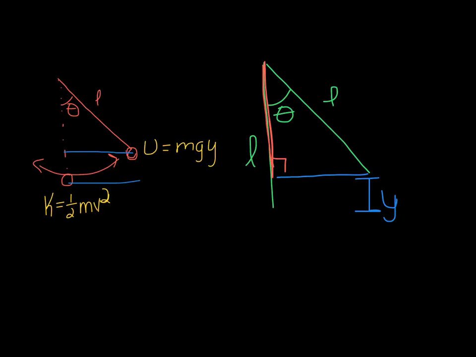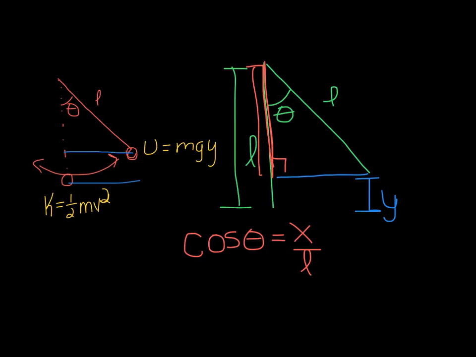I could do that by connecting it with the cosine. I could say the cosine of that angle is going to be some height I don't know, I'm just going to call it x for now, over L. So I'm calling the green L, and this is x. That means down here I could say x equals L cosine of the angle.